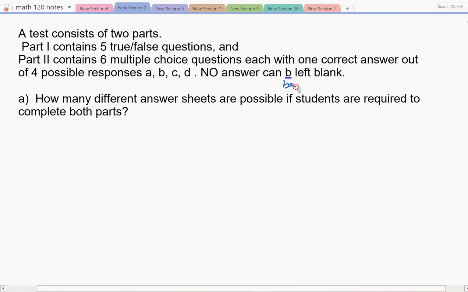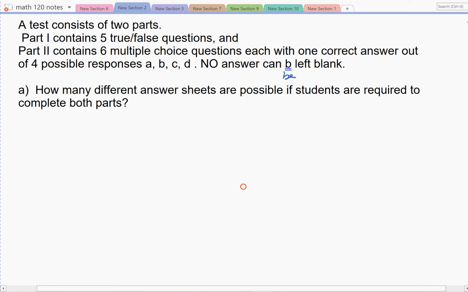No answer can be left blank. I have to answer. If I could leave one blank, that would be another choice. But suppose I have to answer. I want to know how many possible answer sheets there are. If I were to do every single option possible for my true-false and my multiple choice, how many possible test answer sheets are there if it was completely randomized? And they have to complete both parts.